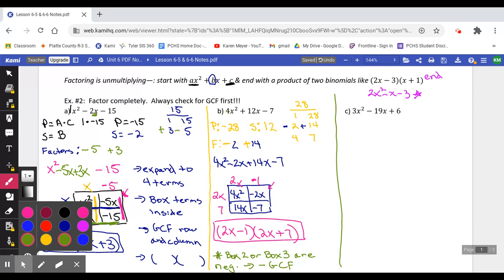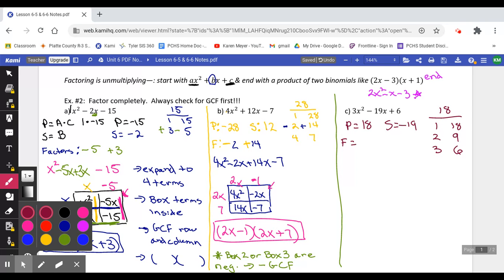Okay, let's try again. Product, 3 times 6 is 18. Sum is negative 19. If you can do this without making the list, then you don't have to make the list, but some people are visual and they need the list. But what multiplies for 18 that adds for negative 19? So you can do 1 and 18, 2 and 9, 3 and 6.